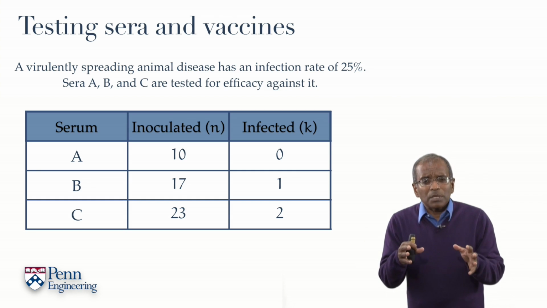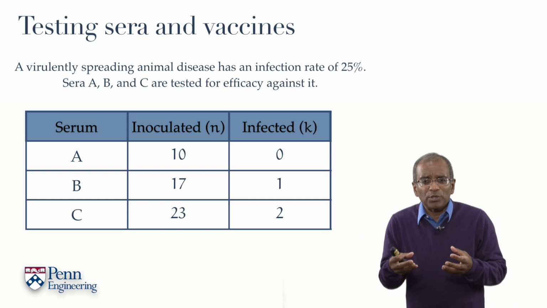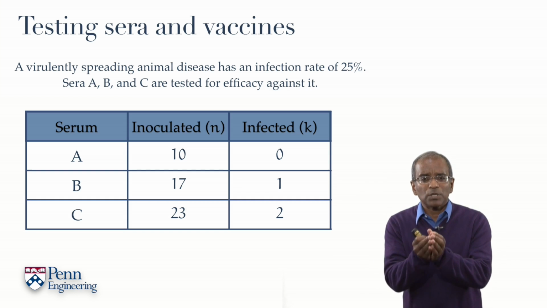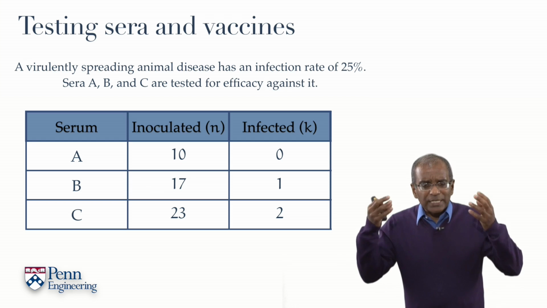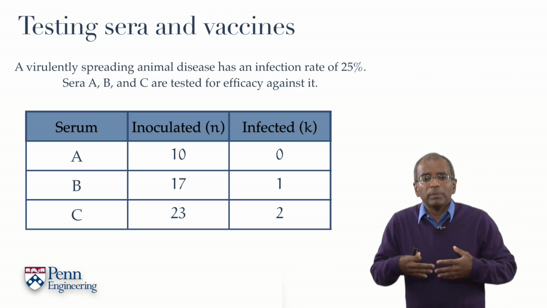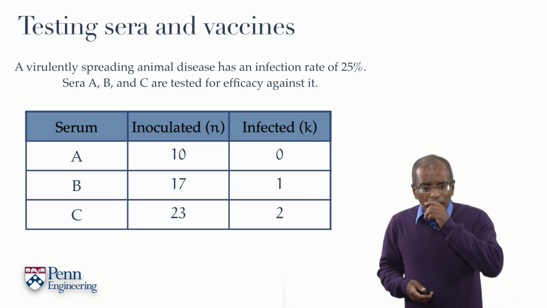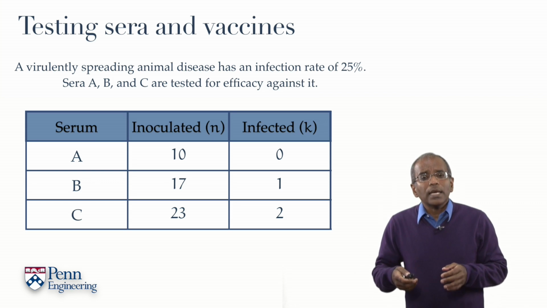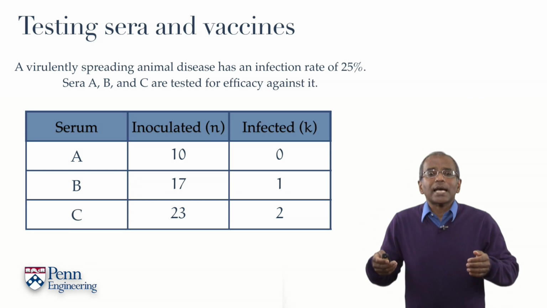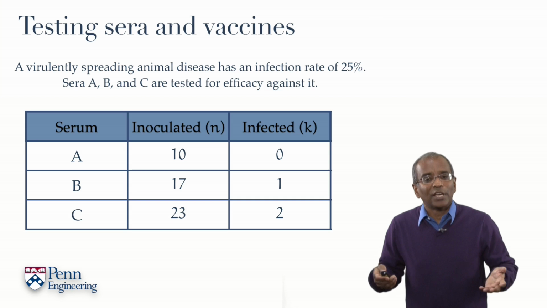Now, of course, these numbers are much too small for applications in practice. We can't really get much confidence with samples of this size. But again, we are trying to settle ideas, settle concepts. And once we have these concepts firmly in place, we'll be able to extend them to realistic samples. Our question is this: is there any evidence that any of these 3 sera are efficacious?